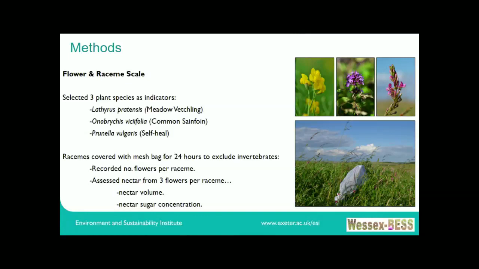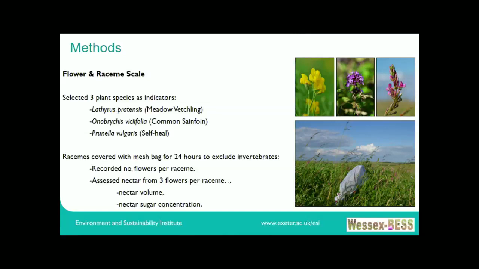So we wanted to look at how drought affected nectar. Rather than trying to collect nectar from every different plant species at the site, we just focused upon three different species. We just chose the species that were widely available and that we could actually extract nectar from fairly easily, and then based on a few other things like different floral traits. Then we randomly selected racemes of these plant species and covered them with a mesh bag for 24 hours to stop pollinators and invertebrates from visiting those flowers. And then we recorded how many flowers were there after 24 hours, and we measured nectar in terms of volume and sugar concentration.